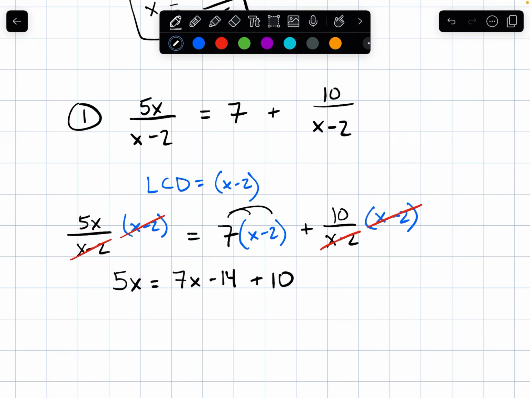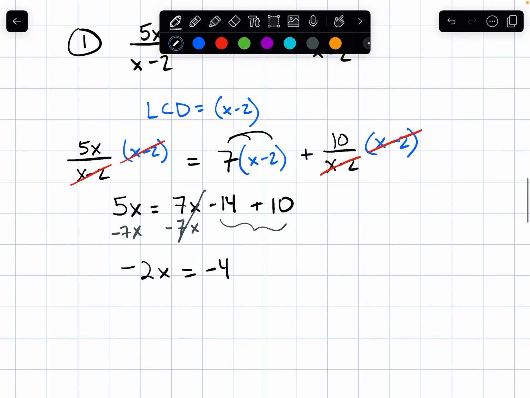All right. So now I'm just going to try to solve this. We don't have a quadratic, so I don't need to try to set it equal to 0 or anything like that. We can just go ahead and solve. So at this point here, we can combine these like terms here. And then I'm also going to subtract 7x on both sides. So at this point, we've got negative 2x equals negative 4. And if I divide both sides by negative 2, we get x equals positive 2. So we get an answer of 2.